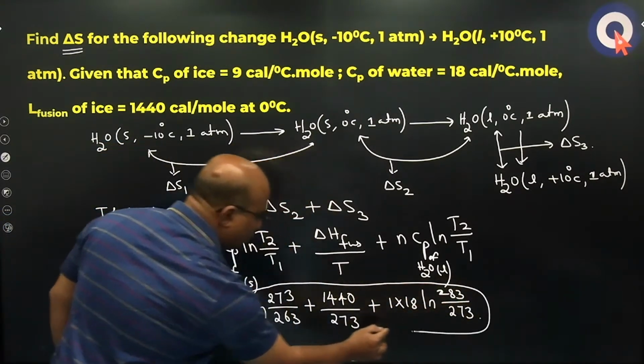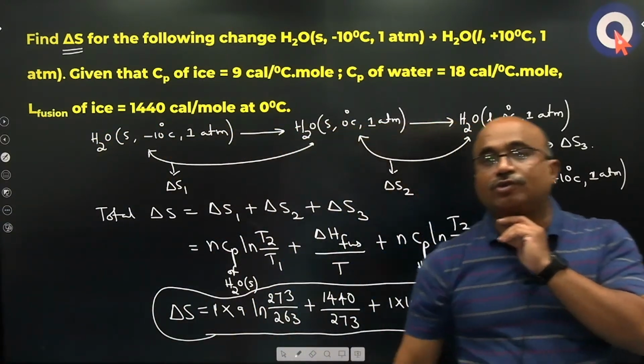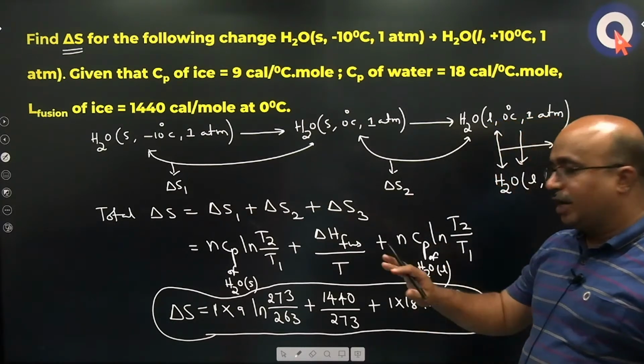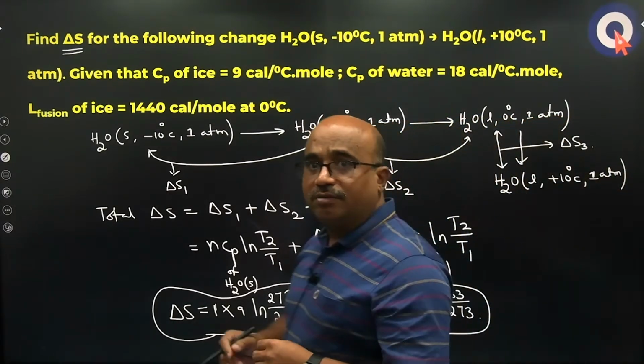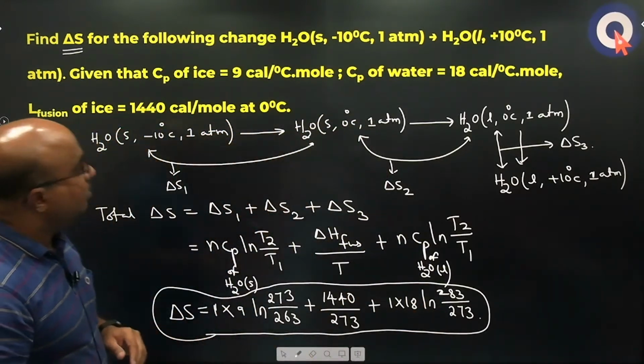Done. So this is again the calculation, and for the ln values we can use natural logs or base-10 logs and do the calculations. Then we get the net entropy change for the process. Done.